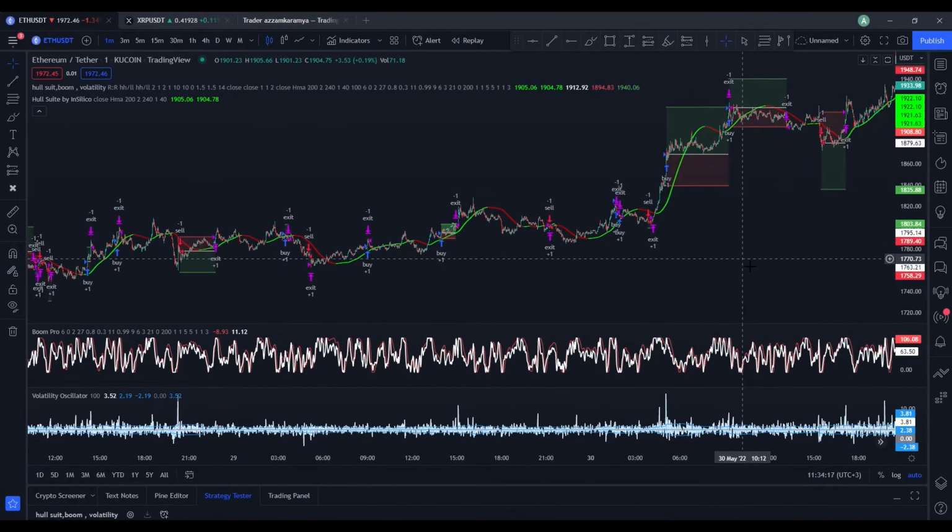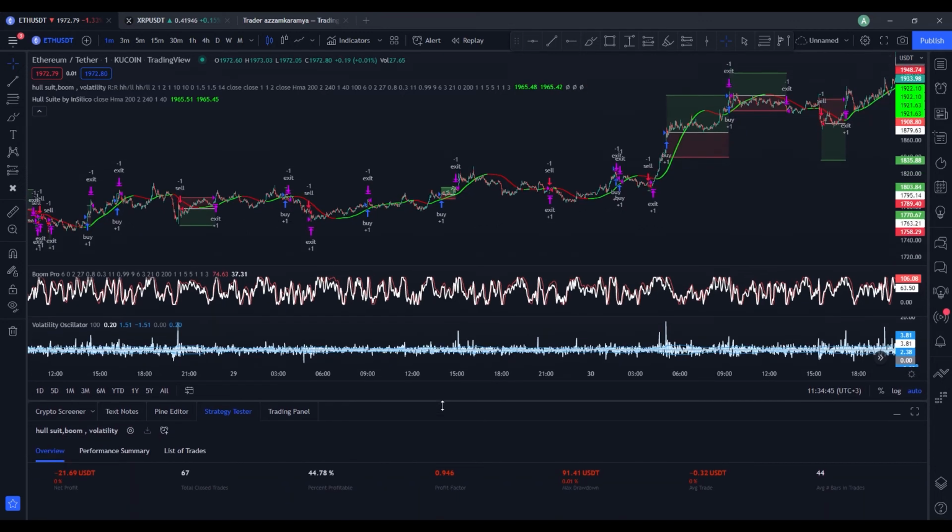And we're finally done. I will put a link to this code down below in the description and it's completely free. Now, let's see the result. As we can see, the win rate is only 44.78%.